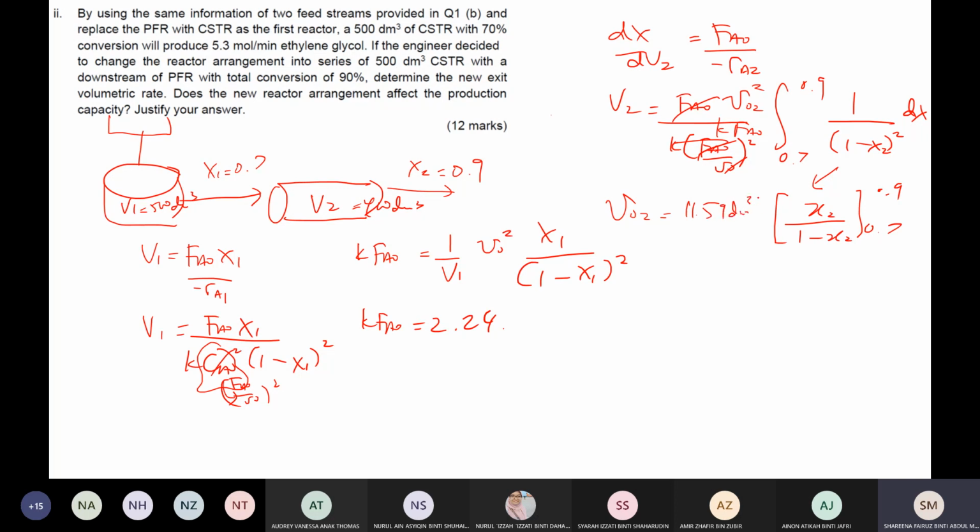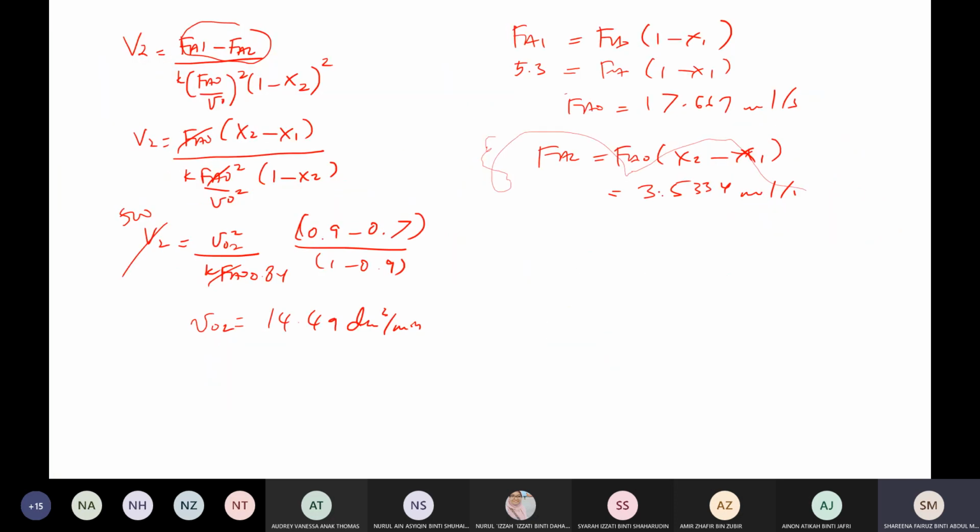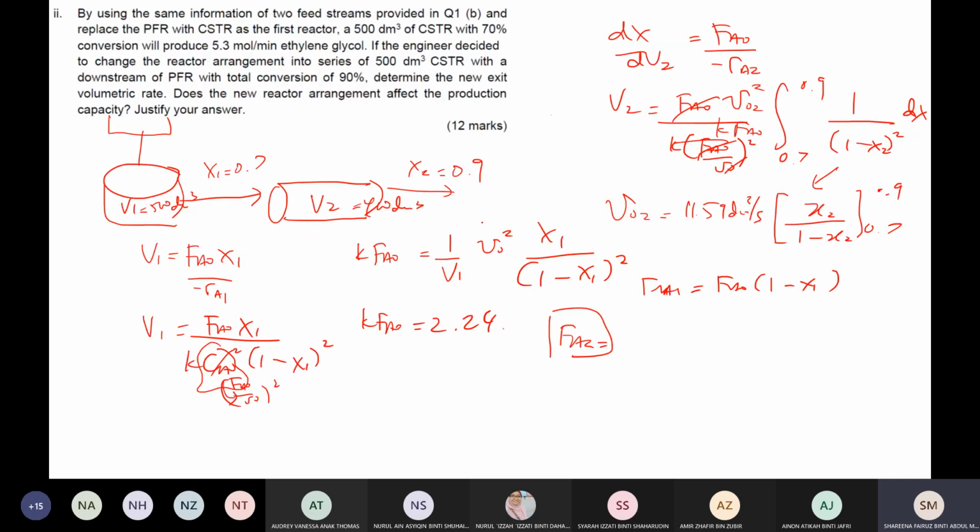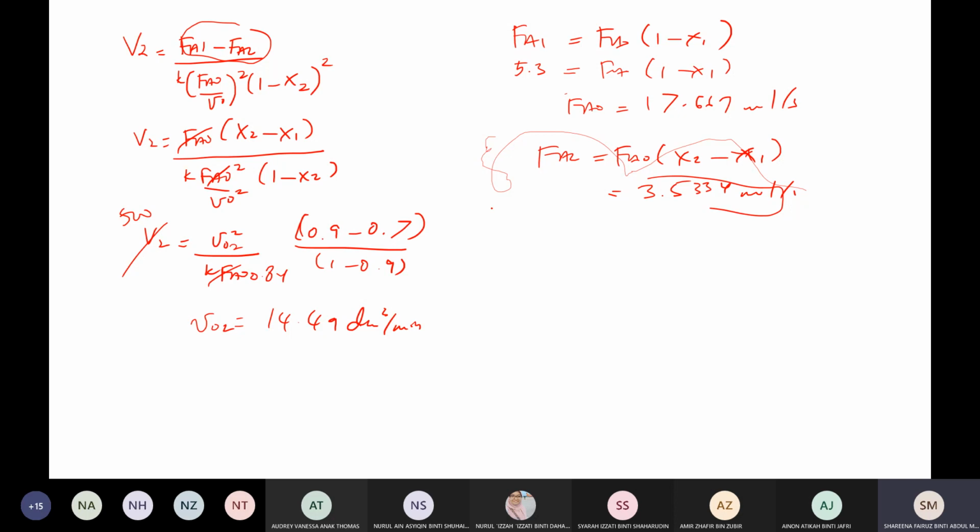Split of second. Okay, so daripada situ repeat balik lah. FA1 is equal to FA0 1 minus x1. Kira balik lah dekat sini. And then FA2 berapa. Okay, so daripada situ you comparekan lah mana satu yang adakah arrangement ni akan memberi difference FA2. So jawapannya ya. Okay, sebab dia akan memberi difference pada flow rate yang ni. Okay, so FA2 ni saya dapat dalam around 3.5334.